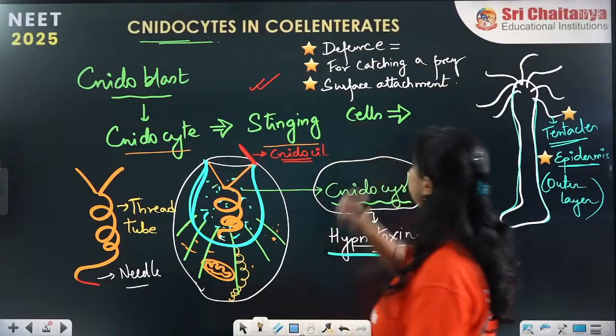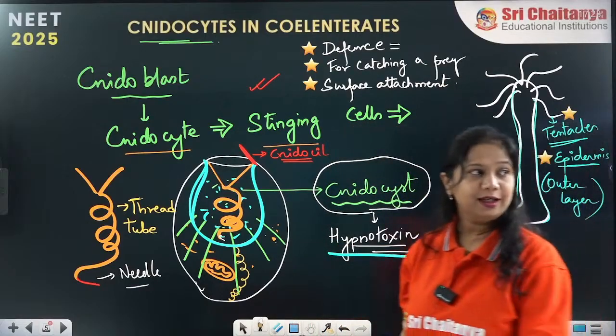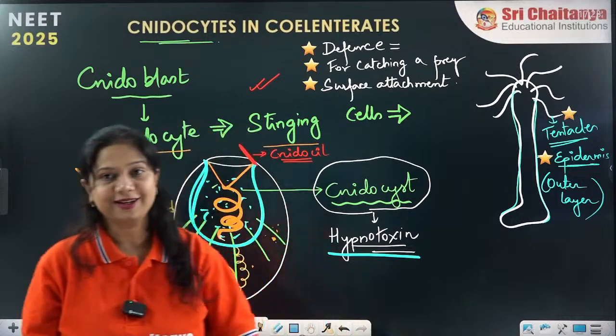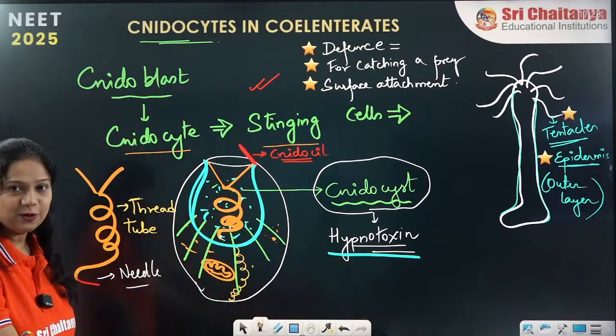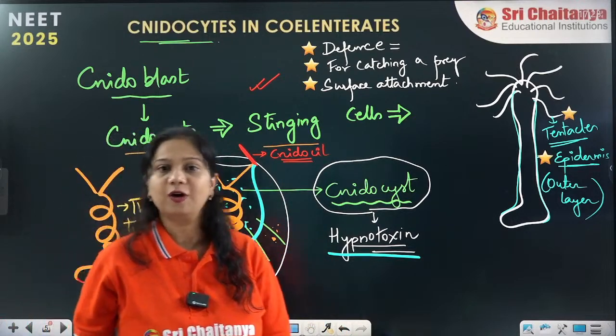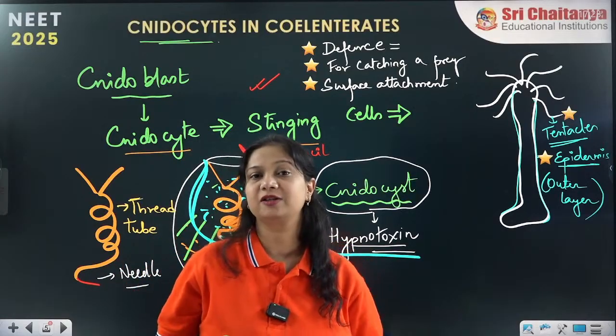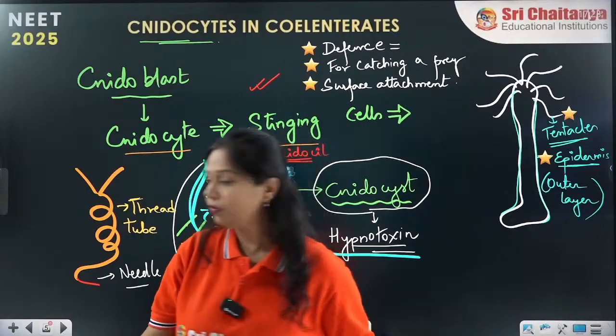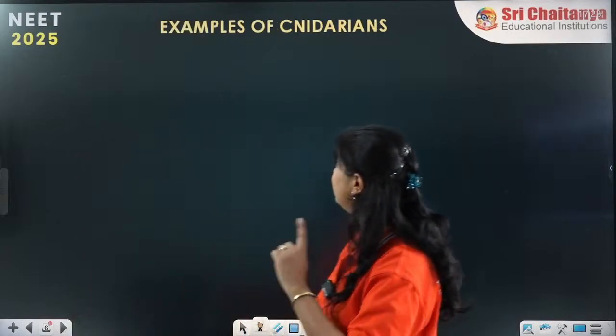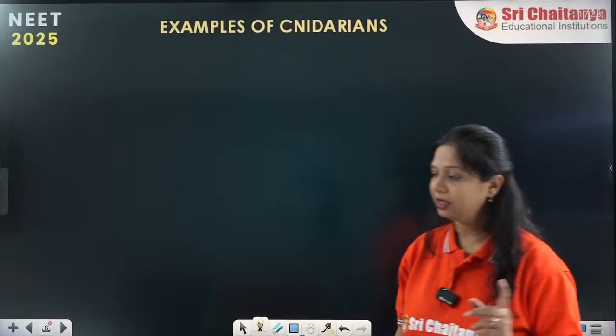Surface attachment. So these are the reasons why these organisms are called cnidarians or coelenterates. Alright. So these are very, very important characteristics of the phylum Coelenterata. Now moving on to the part in which we will learn about the examples of Cnidaria.